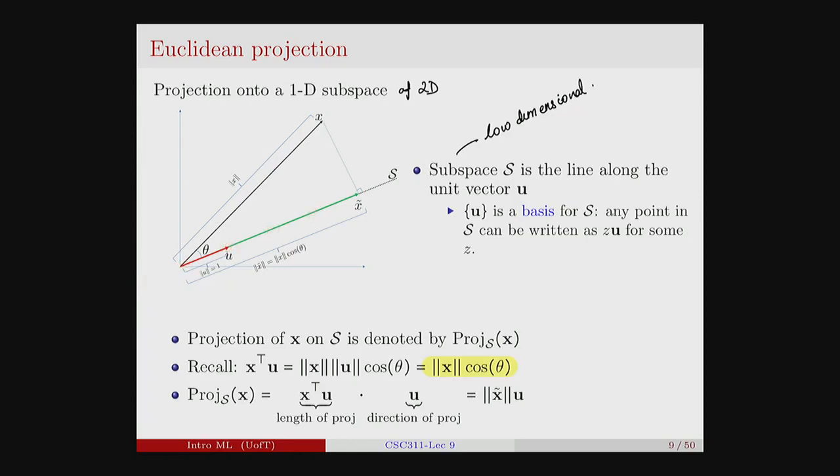So any point S can be written as z times u for some choice of z. So that's how you would represent any point along this subspace of 2D S, which is this line, once you have the unit vector for that line. So any questions about representing points in this subspace? It's done via the use of a vector that represents direction and a scalar that represents the magnitude of the vector.